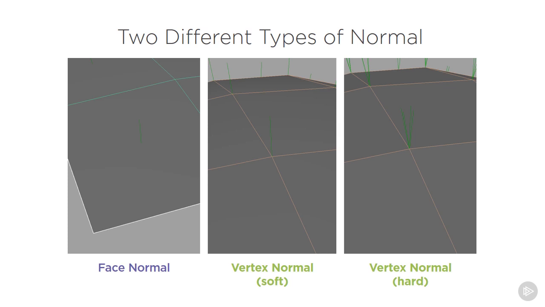So vertex normals grow out of a vertex. Where four polygons meet at a single vertex, there are actually four different vertex normals that come out of that vertex. If that vertex has been hardened, then each one of those vertex normals is going to be perpendicular to the face that it belongs to. So you can see that in the image on the right. There are four little green lines running out of this vertex.